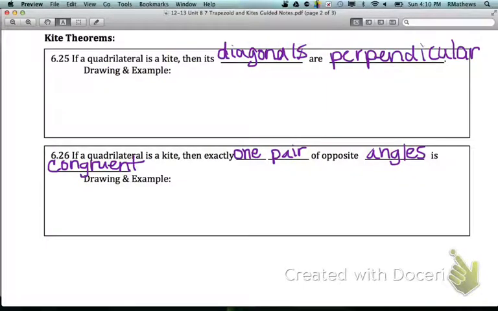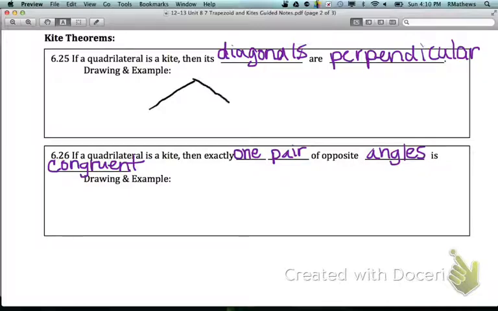All right, we have our final two theorems, and they are about kites. 6.25: if a quadrilateral is a kite, then its diagonals are perpendicular. Now, we've talked about two other quadrilaterals that have perpendicular diagonals. Do you remember what they are? They are a rhombus and a square. And a kite also has perpendicular diagonals. So we're going to add that to our list of those with perpendicular diagonals.